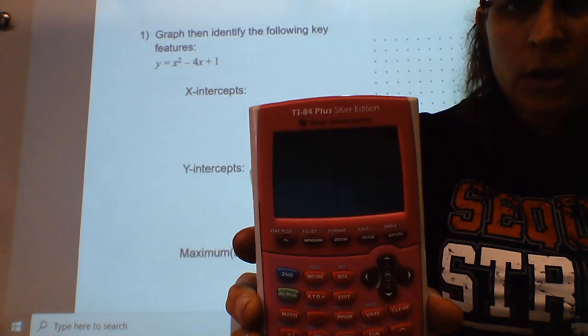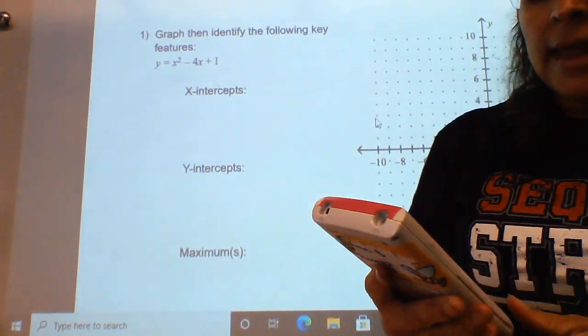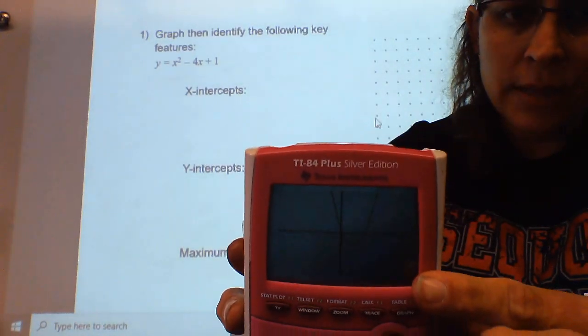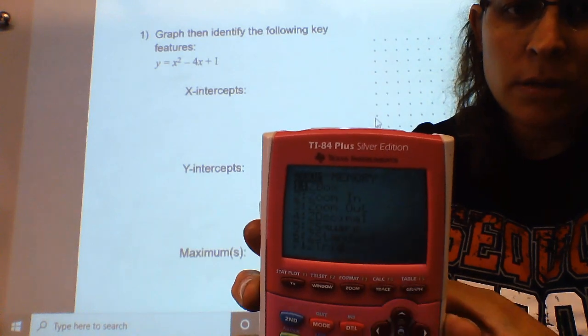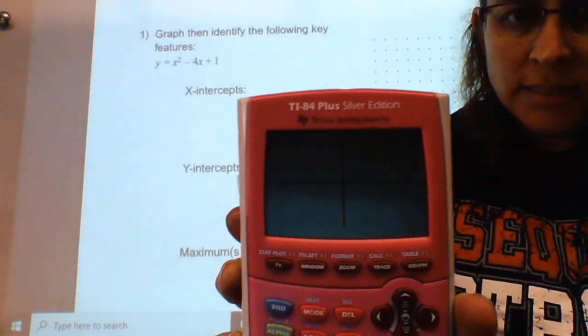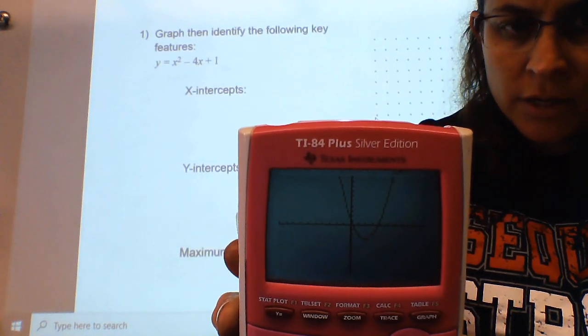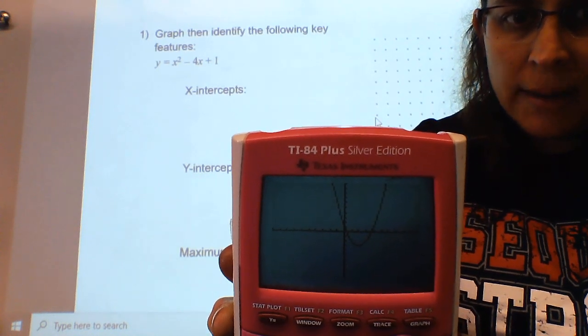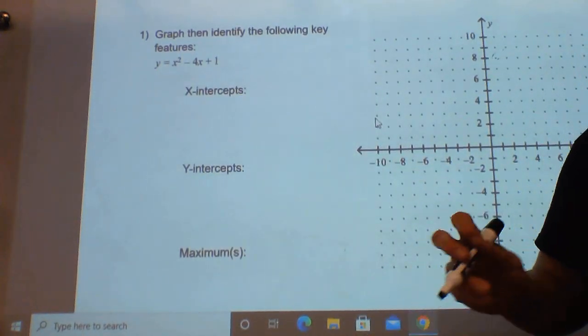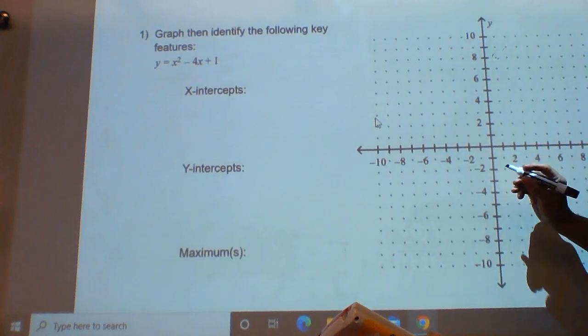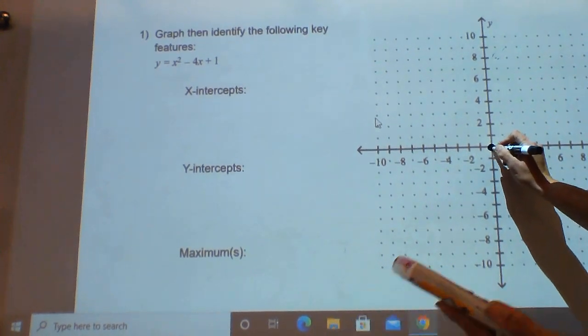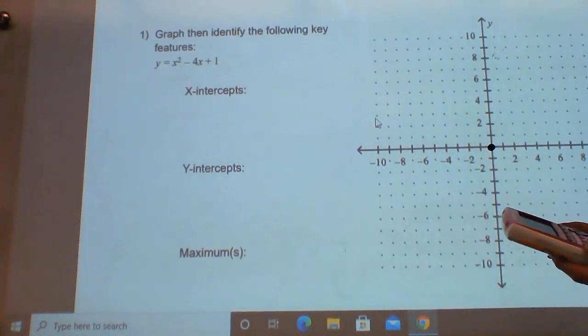And then we're going to hit graph. And if your graph does not look like mine, you can hit zoom and 6. That takes you to a standard window, so it should look like mine there. Okay, so our x-intercepts in this case are at 0.